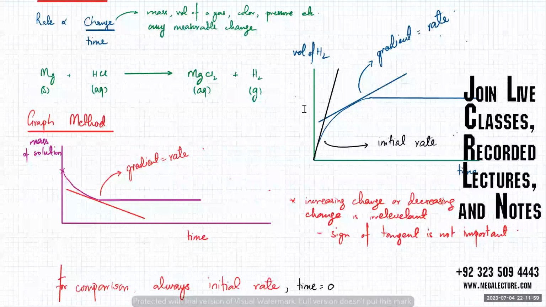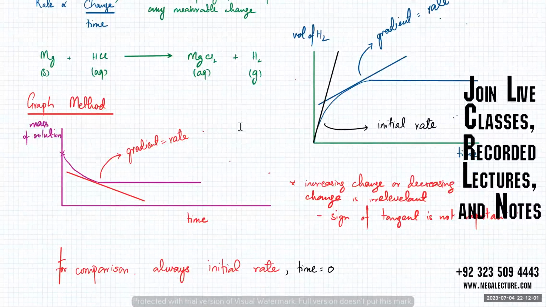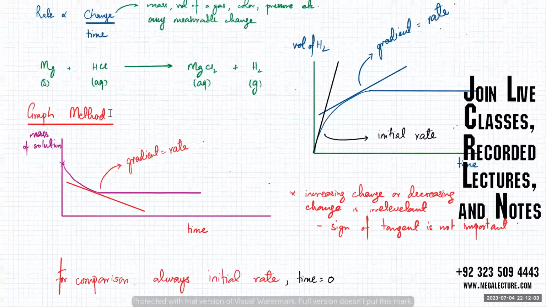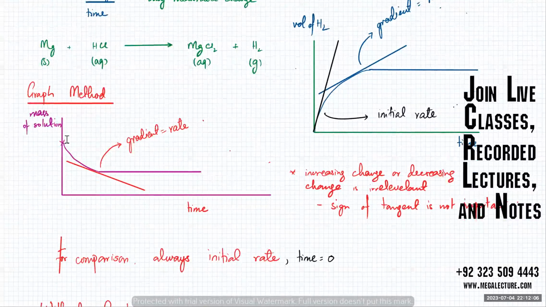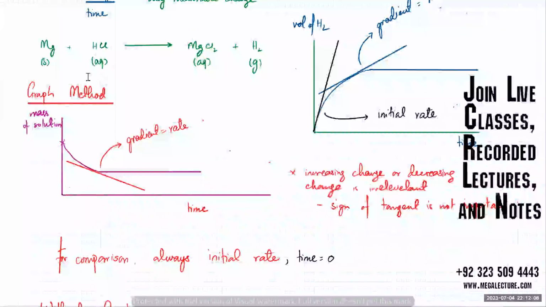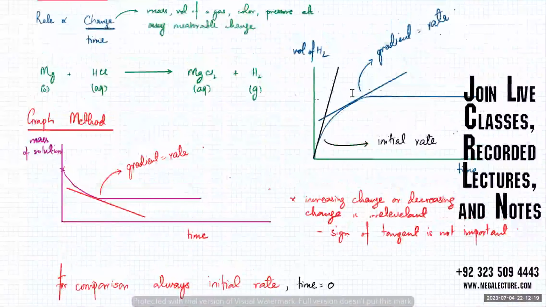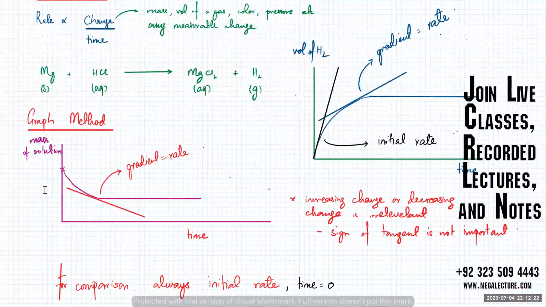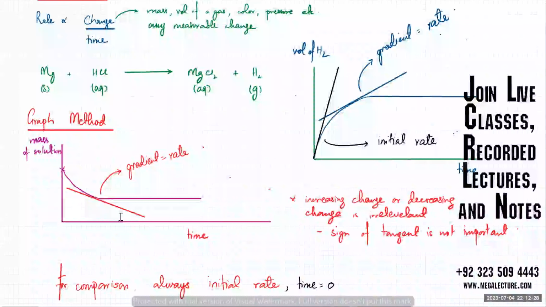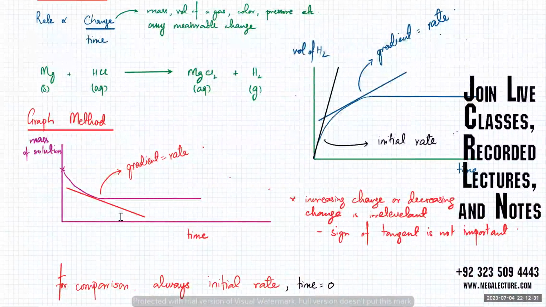H2 gas gets removed. And we did the graph method, which was that you measure the change with respect to time. Initially, the change happens very quickly and then it slows down, then becomes constant. That means the reaction has stopped, right? And the gradient represents the rate. So any change, whether it's an increasing change or decreasing change, the direction or the sign of the gradient is not important. The value or the steepness of the gradient is important.